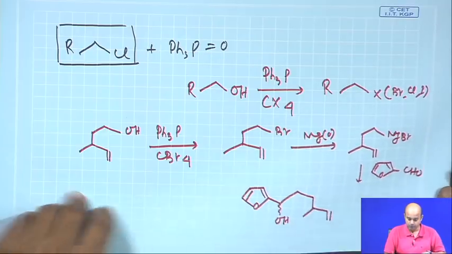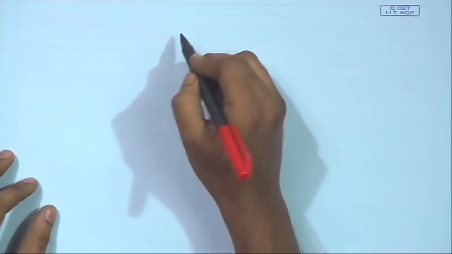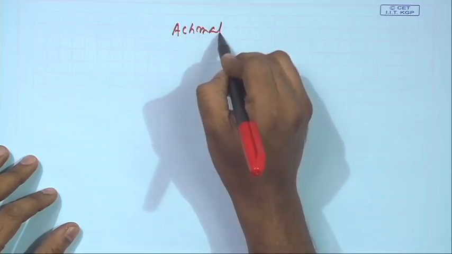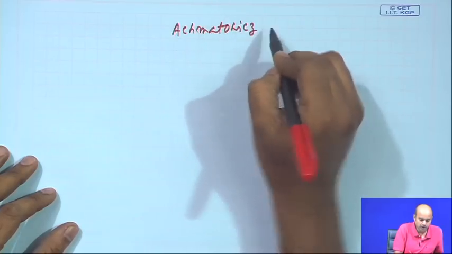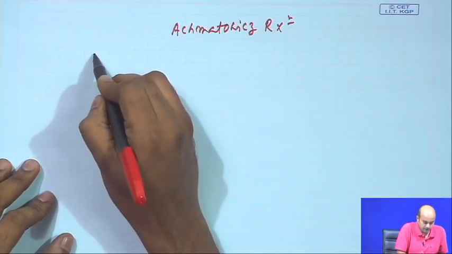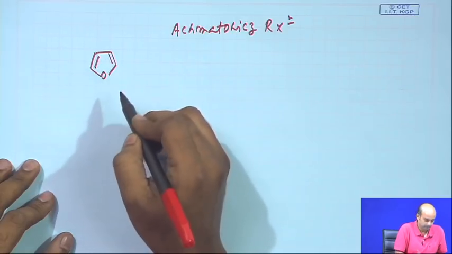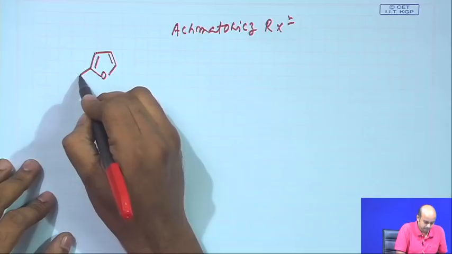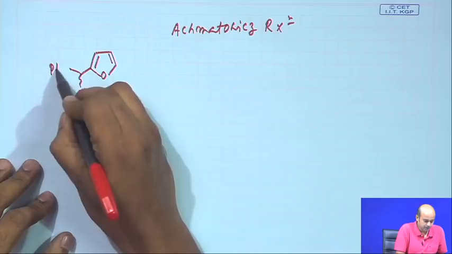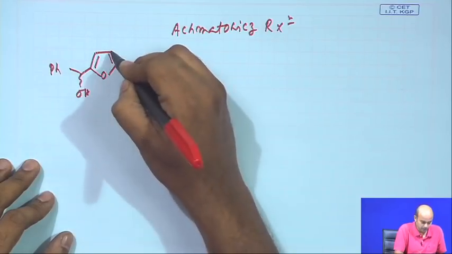Next, we will try to visualize what the Achmatowicz reaction is, because in this furan carbonyl you have to do the Achmatowicz reaction. Now, the Achmatowicz reaction is a very useful reaction. I will draw a substituted furan compound. The furan must have this kind of structure: an alpha hydroxy, basically a carbonyl structure, a furan carbonyl.